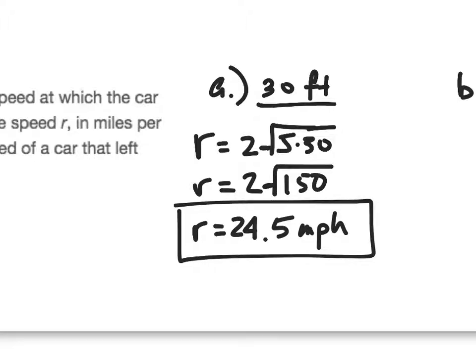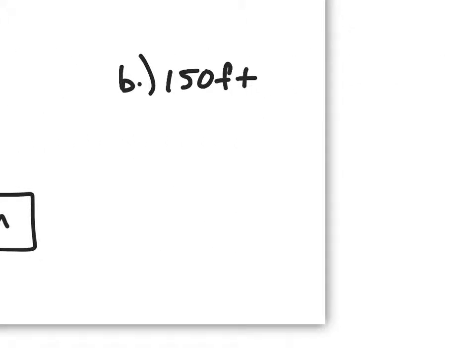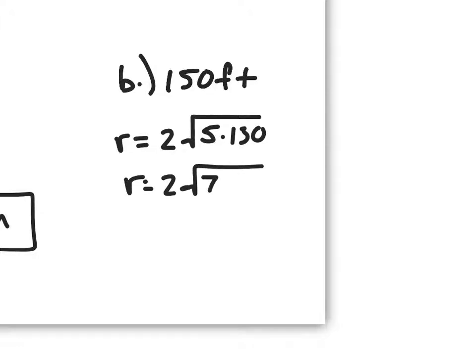Okay, let's do it for the last one. All right, so I plugged this value into my formula. Okay, so my speed R is equal to 2 times the square root of 5 times 150. So let's do 5 times 150. It's going to give me 750. So 2 times the square root of 750. And that's going to give me a speed of 54.8 miles per hour. Okay.